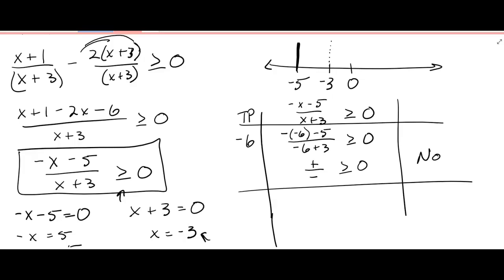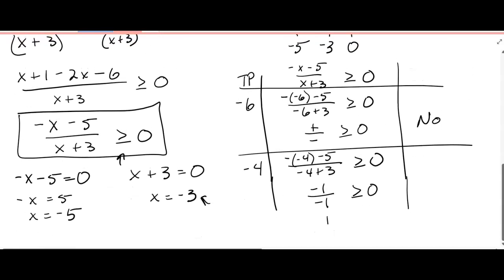Now pick a number between negative 5 and negative 3. You probably want to pick negative 4. The opposite of negative 4 minus 5, that's the tricky part, that opposite sign in there, over negative 4 plus 3, is greater than or equal to 0. In the numerator, I'm going to get a negative 1. And in the denominator, I'm going to get a negative 1. Now, that's positive, right? Negative divided by negative is positive. So yes, that section works.